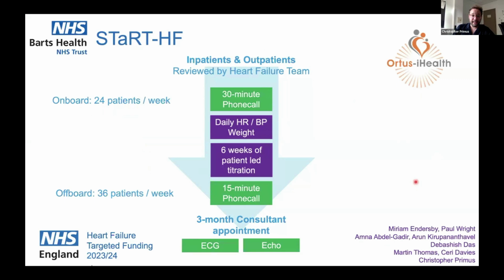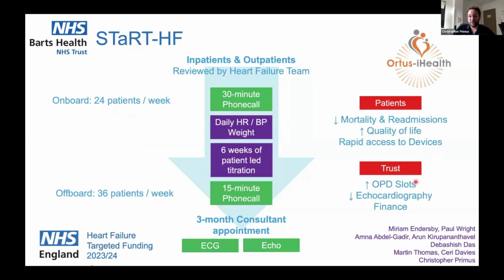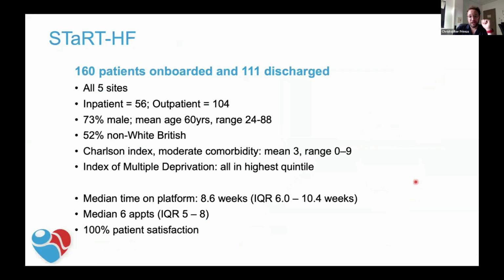The idea of all of this was to think about key KPIs of safety, quality of life, and patient satisfaction. We were hoping that if everything was up and running, a single pharmacist could deliver 24 new on-boards a week and 36 off-boards a week. We quickly realized that that was going to be tough as we first started. But what we wanted to focus on was mortality and readmissions, improved quality of life, and rapid access to devices for patients. But as a trust, or 2 trusts, or 5 hospitals for us, better outpatient slot utilization, less duplication, an echocardiogram that was able to make a decision rather than several echocardiograms along a patient journey trying to make a decision about drugs and devices, and of course the financial implications.